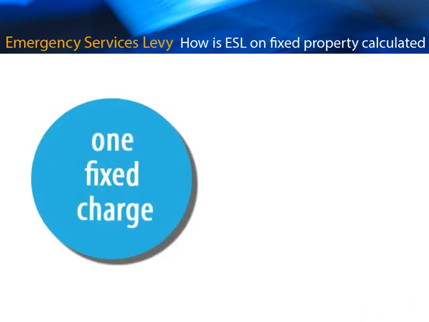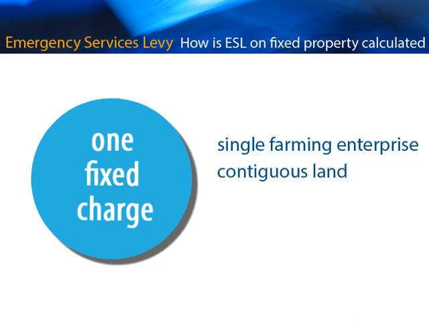Groups of properties that are part of a single farming enterprise or adjoining land, referred to as contiguous land, may be eligible for a reduction of the fixed component of the Emergency Services Levy. The fixed charge will apply to only one of the properties constituting a single farming enterprise or a contiguous group.